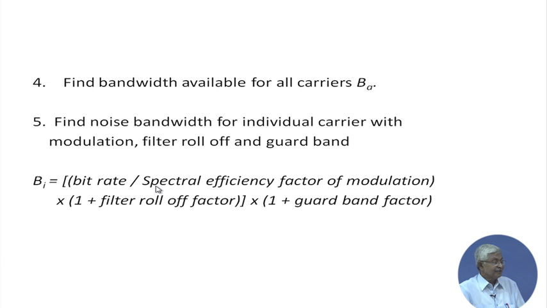what modulation you have used. It has a spectral efficiency. So, bit rate by spectral efficiency factor of the modulation, and then the whole thing is multiplied by 1 plus roll off factor of the filter, that much it will increase the bandwidth. And then between two carriers you put an extra band of frequency, and that in terms of percentage of the total can be called the guard band factor. So, 1 plus guard band factor, that is the individual noise bandwidth of the total thing.